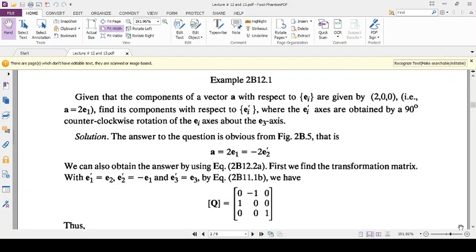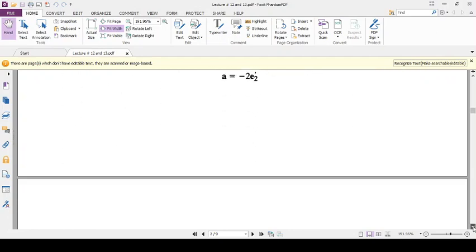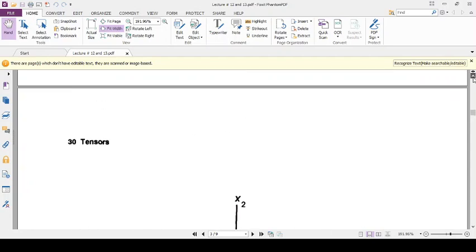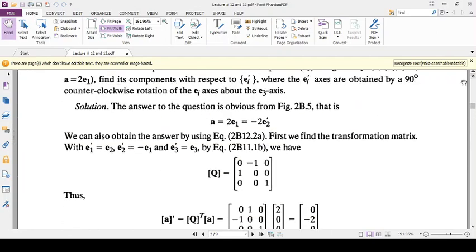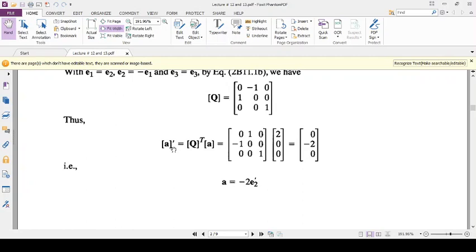This is given in the next page here, figure 2.5. So we can write Q from this. So first column will be 0 1 0, second will be minus 1 0 0, and third will be 0 0 1. So use this formula, A dash equals transpose of Q into A. Simply you have components of A with respect to basis EI dash.